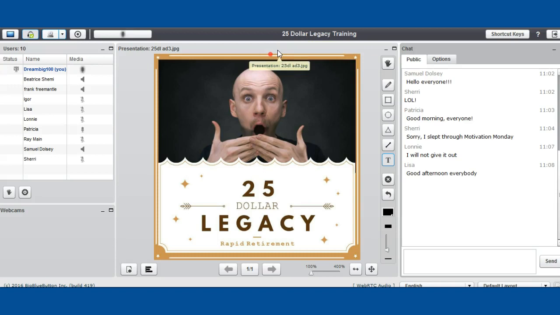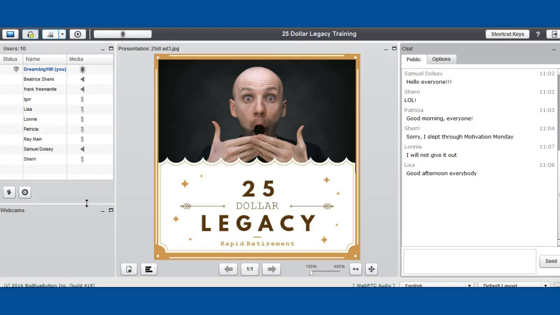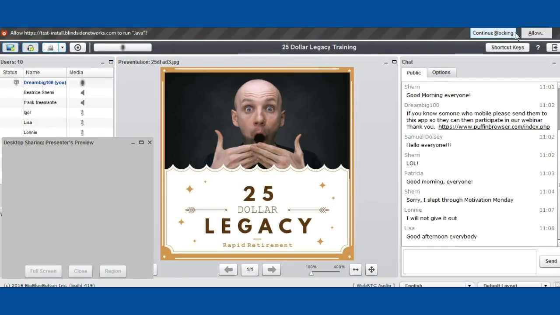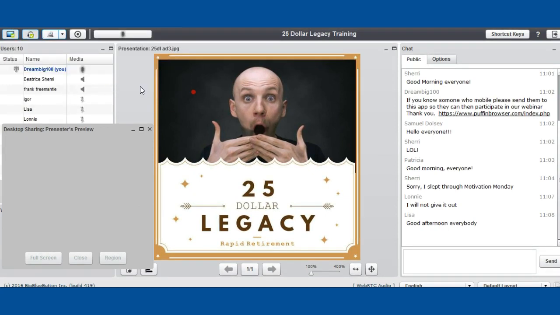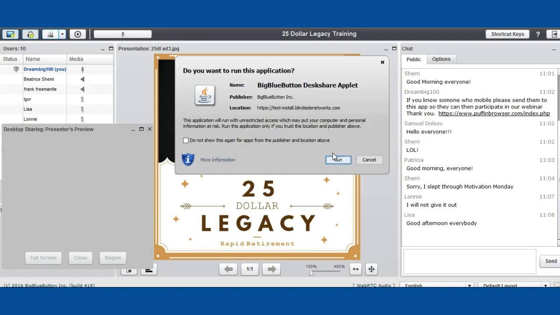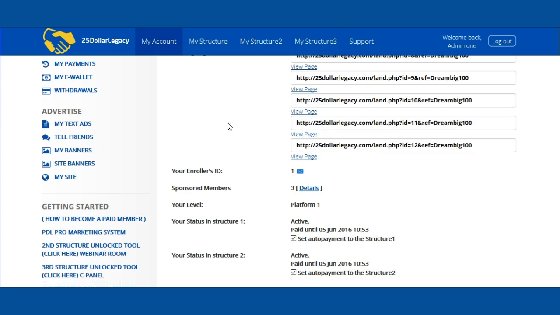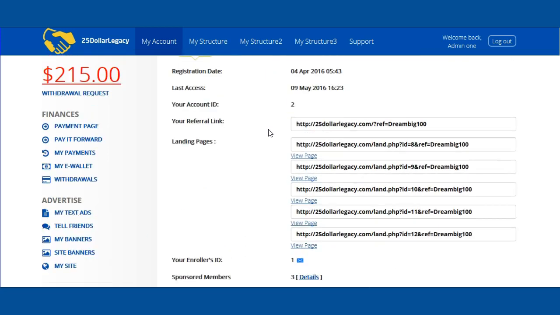All right, today we're going to go over the legacy system, okay? The legacy platform. I'm going to go ahead and share my screen. Give me one segundo. Full screen. I don't know why it keeps telling me to allow and remember, but I guess I gotta keep typing it in. So that's what I'll do. All right, give me one second. Continue. Run. Let me know if you can see my back office, Patricia. Yeah, it's clear. Okay, awesome.